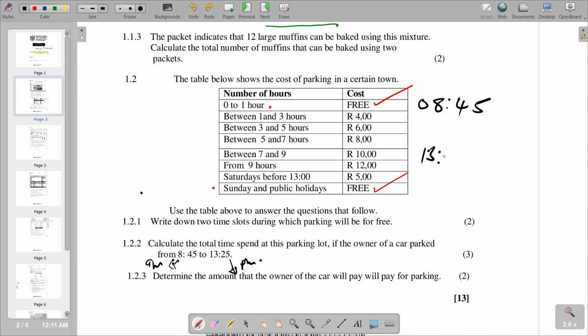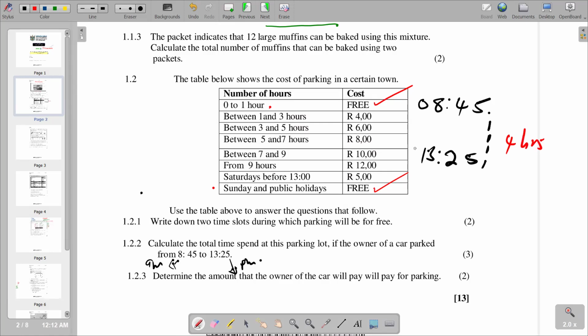We have 13:25. So from 8:45 to 9:45, we have 1 hour. 9:45 to 10:45, another hour. 10:45 to 11:45, another hour. Then 11:45 to 12:45, another hour. You see that we don't go up to 13:45, it's ending at 13:25. So we have 1, 2, 3, 4, which means we have 4 full hours.